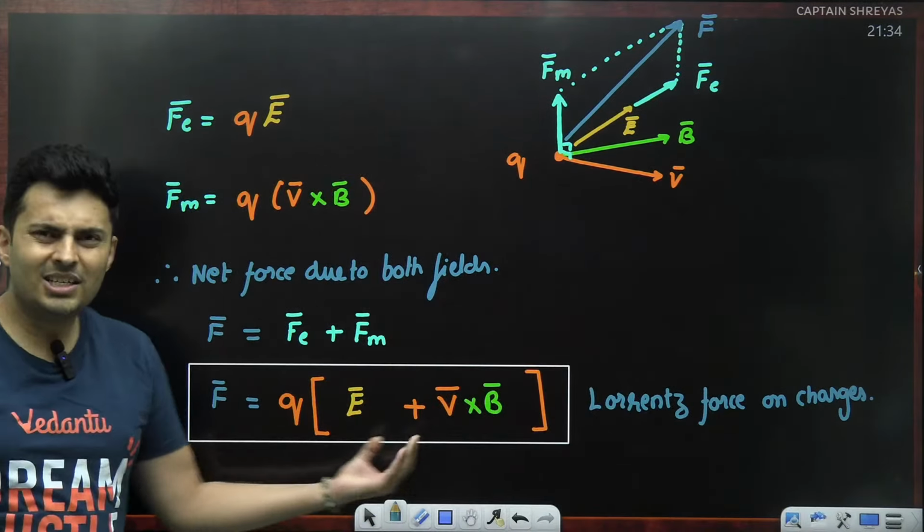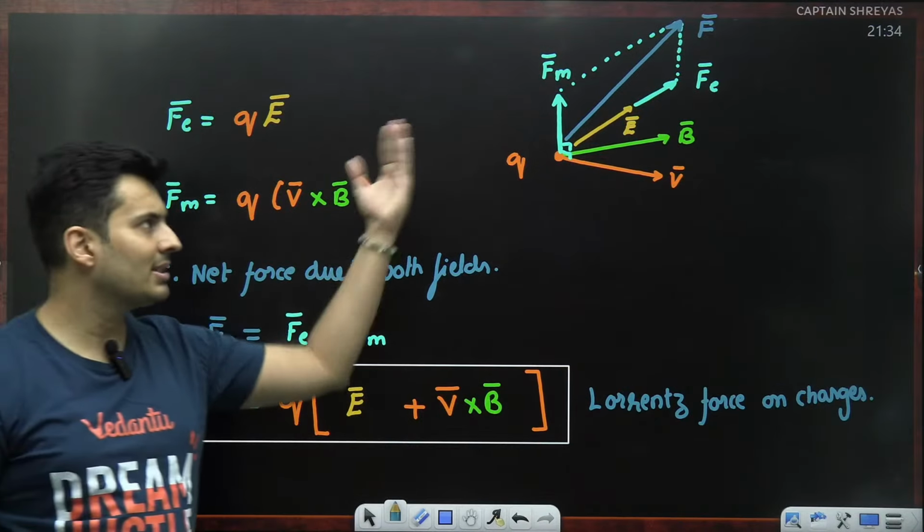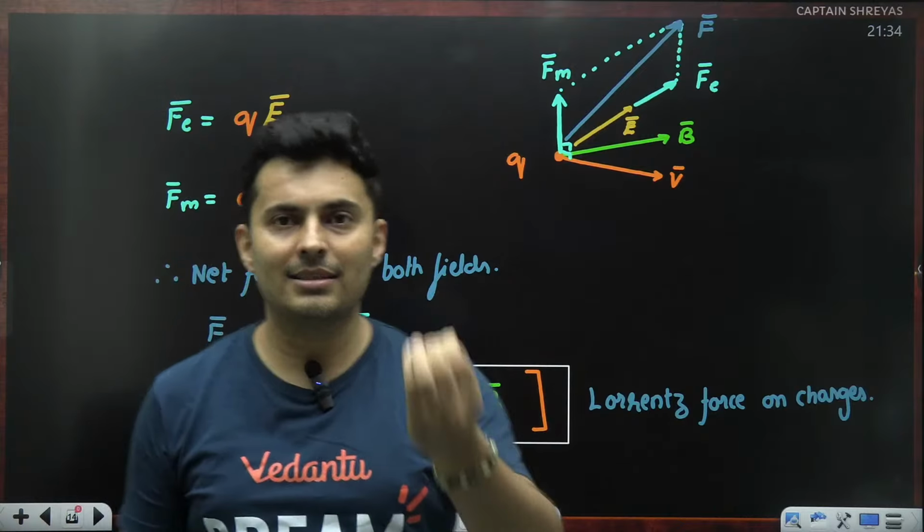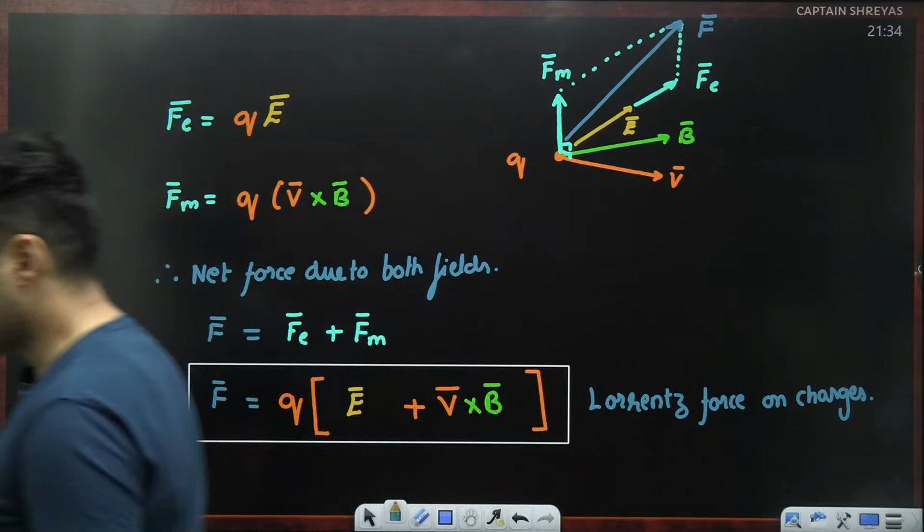Is this clear? It's just that the vector sum of both of these two things is taken as the net force, and that is what you are calling the Lorentz force. Nothing great, very straightforward.